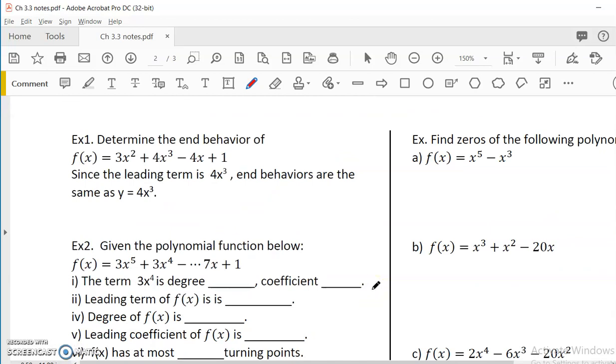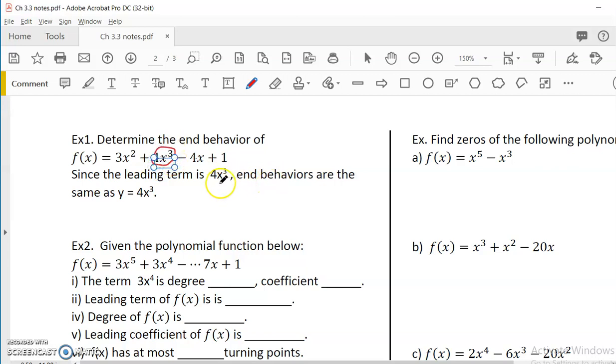So let's do some examples first. I have a polynomial function, right? I have a formula. I want to find out the end behavior. So what is the leading term? Is it the first one? No, not this one. This is not the leading term because the leading term has to be the one with the highest degree. So this is the leading term because it's degree 3, right?